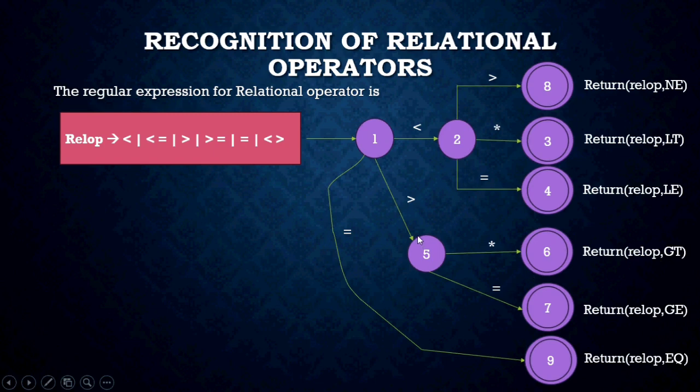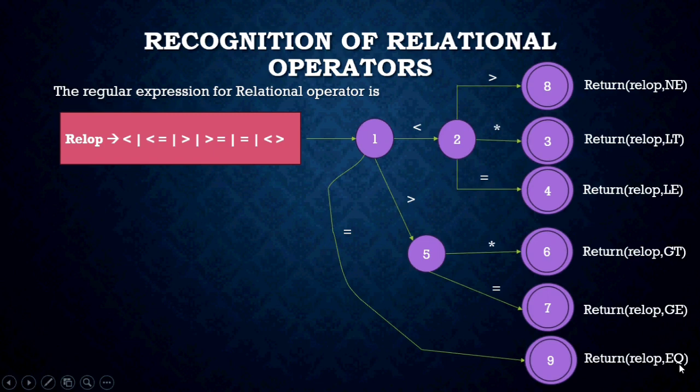And in state number 5, when we apply equal to, we move to state number 7. So that is considered as greater than or equal to symbol, because 1 to 5 has the greater than symbol, and 5 to 7 we have the equal to symbol, so it is called greater than or equal to. Now in state number 1, if we directly apply equal to, we go to the final state 9, so we make that the relational operator equal to.